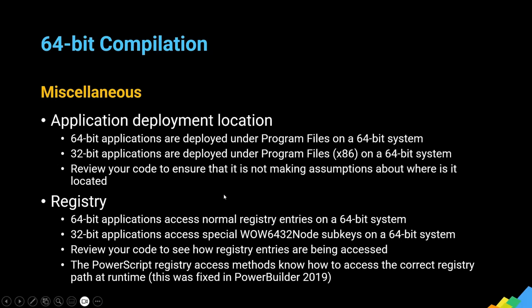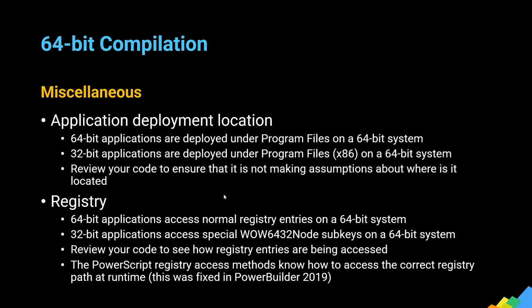And some miscellaneous things we need to deal with. In a 64-bit operating system, 64-bit applications are deployed under the Program Files directory. On a 32-bit system, the 32-bit applications are under Program Files. On a 64-bit system, 32-bit applications are deployed under a Program Files (x86) directory. Primarily what that means is you need to review your code and make sure that your code is not making assumptions about where it's located, or that it deals correctly with the different directories it might be in.